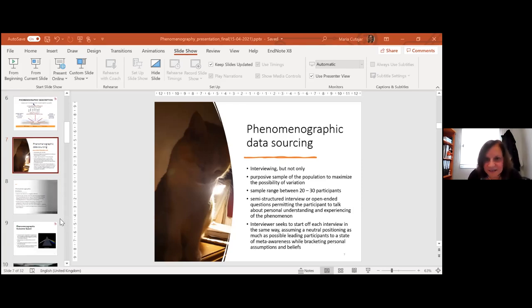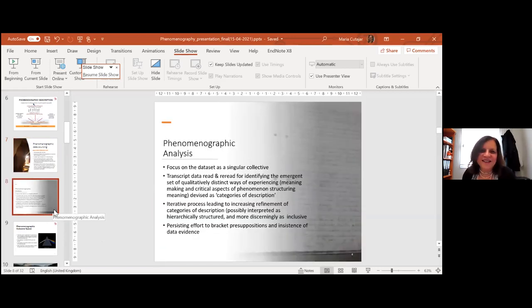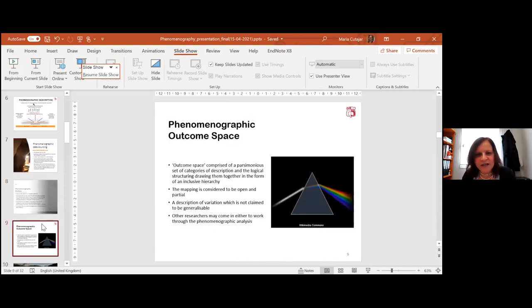So the data analysis would be the reading and rereading of the transcripts as a collective, starting with annotations, but not content analysis, to let emerge from that data the distinct categories of description, distinct ways of experiencing, which iteration after iteration of setting out those categories of description, the links between those distinct categories are identified in order to make up that spectrum of variation.